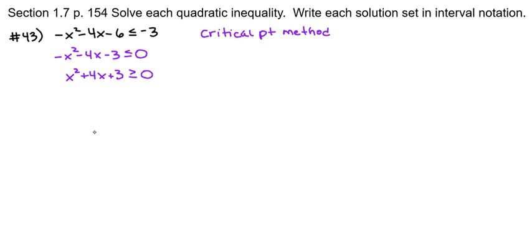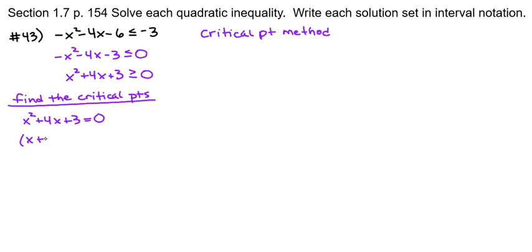Okay, so here we have this inequality and we're going to find the critical points. The critical points are the points that make it equal to 0 rather than greater than 0 or less than 0. What makes it equal to 0? So set your expression equal to 0. If it factors, that's great. If not, you can use the quadratic formula. Set each factor equal to 0 and solve. And you have the critical points.